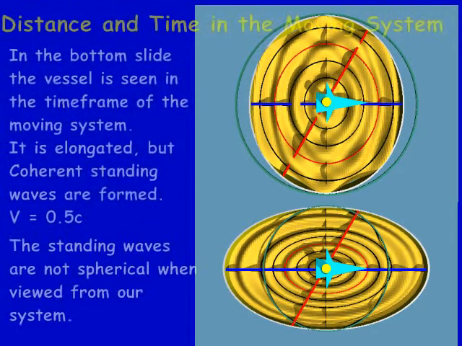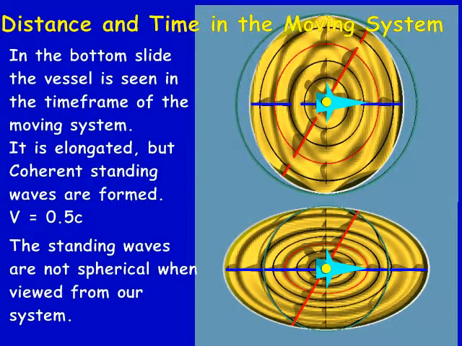The second diagram shows the standing waves in the time frame of the moving system, but in the reference system space. The result is a set of elliptical standing waves. In the moving system, these ellipses become circles and match the standing waves in the reference system.